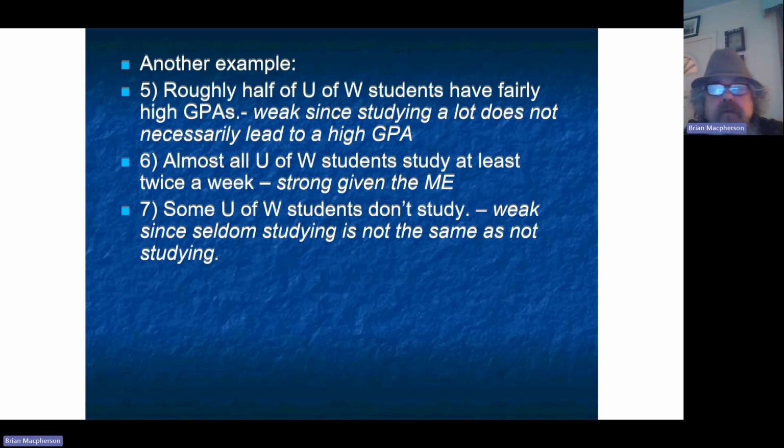Number 5, roughly half of U of W students have fairly high GPAs. Well, generally, if you study a lot, you're going to have a pretty high GPA, but it's not guaranteed. Let's say you're taking a really hard course, say a really complicated engineering course. You could study night and day and still not pass, right? So I can't infer with any degree of strength that roughly half of U of W students have fairly high GPAs. It's weak because studying a lot simply does not lead to a high GPA. It could, but it sometimes doesn't.